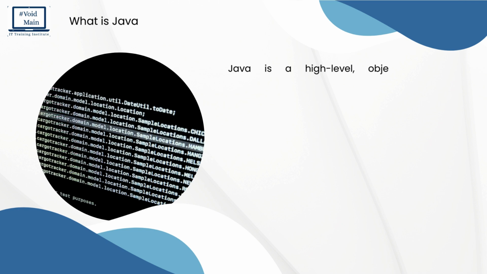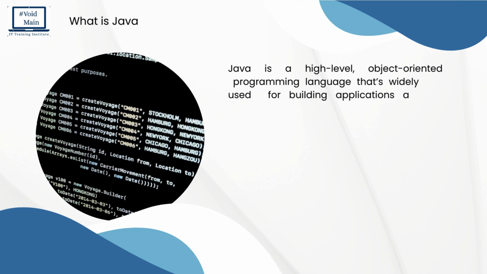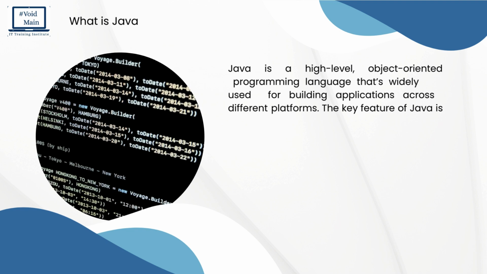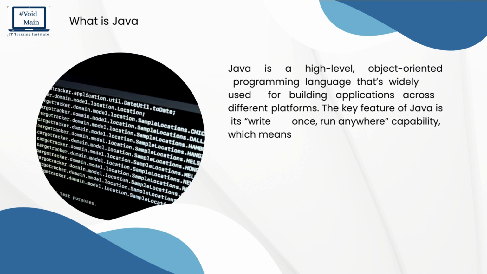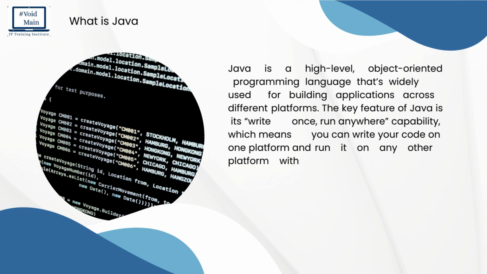Java is a high-level object-oriented programming language that's widely used for building applications across different platforms. The key feature of Java is its write once, run anywhere capability, which means you can write your code on one platform and run it on any other platform without modification.